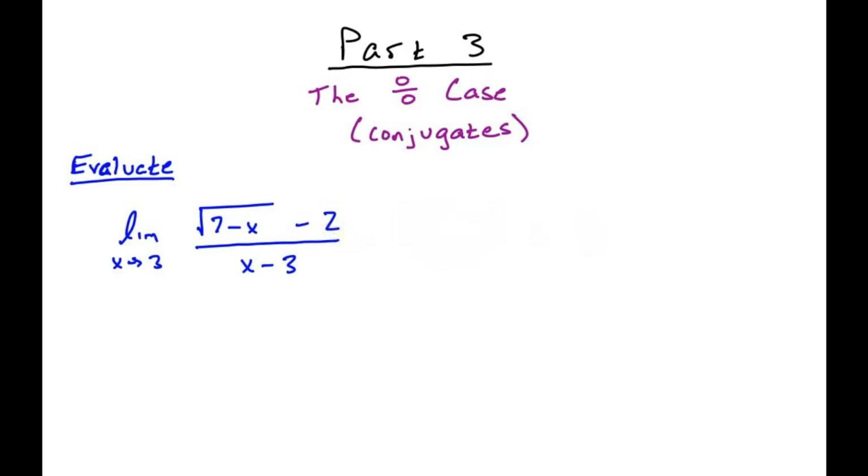So let's get rid of this and utilize a conjugate to help us simplify it. The conjugate of the numerator would be the radical expression with a plus in the middle, so radical 7 minus x plus 2. Also have to multiply the bottom by the same expression.